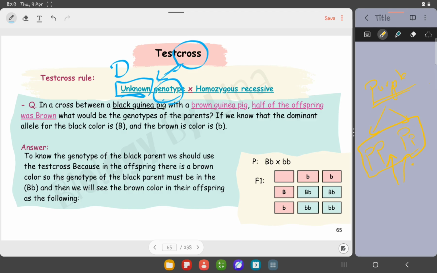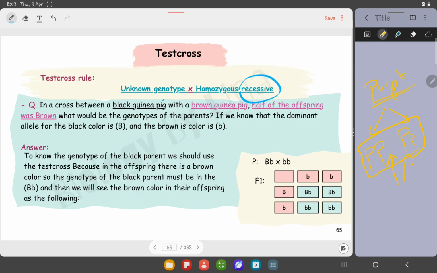So this test cross, is it to know the genotype or phenotype? It's to know the genotype of the dominant trait. And how will we know it? By crossing it with the recessive trait. So we have an unknown genotype, and we will cross it with the homozygous recessive. And we will focus on the offspring after that.